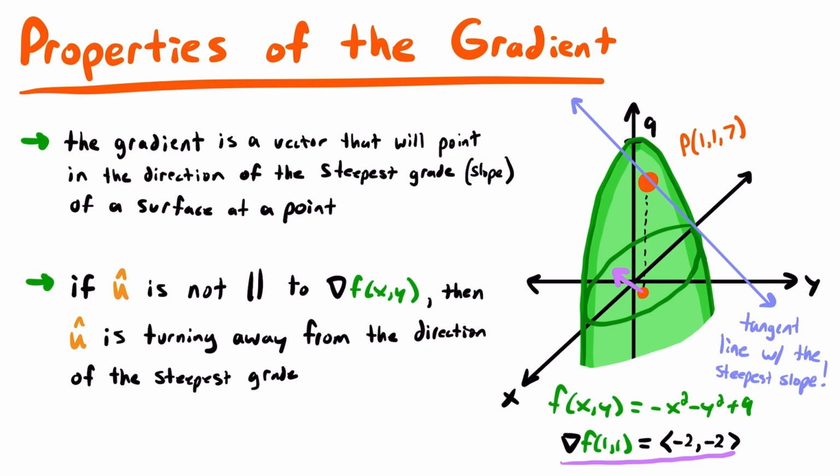And so that's the big picture. That is what the gradient vector represents. It's related to the grade, or the steepness, of a surface relative to the horizontal, or the xy plane, or more specifically, it's a vector that will point in the direction of the steepest grade, or the steepest slope of a surface at a point. But now that's everything you need to know regarding the gradient vector when working with multivariable functions of two independent variables. And so let's take a look at an example problem where we will use the gradient vector.